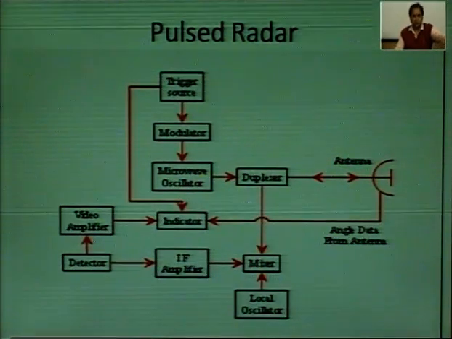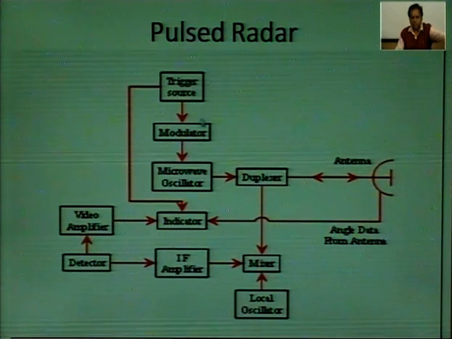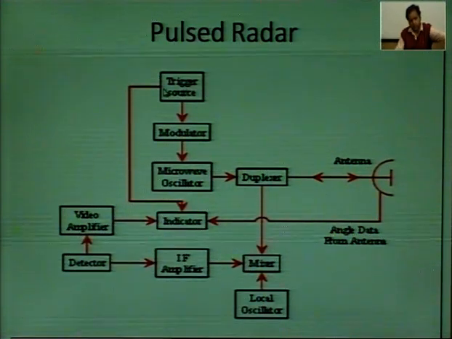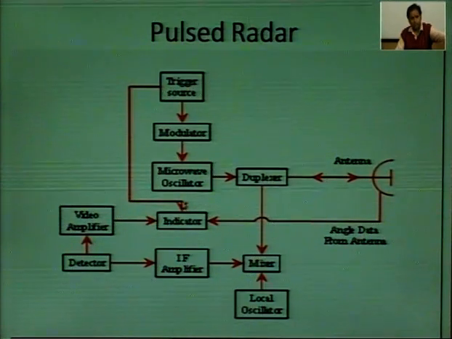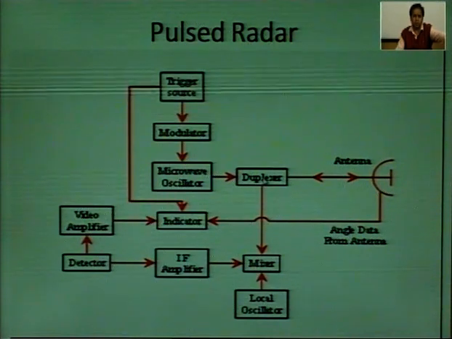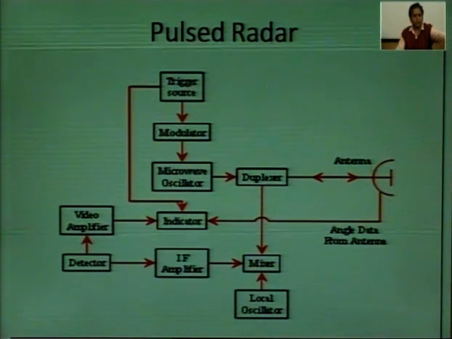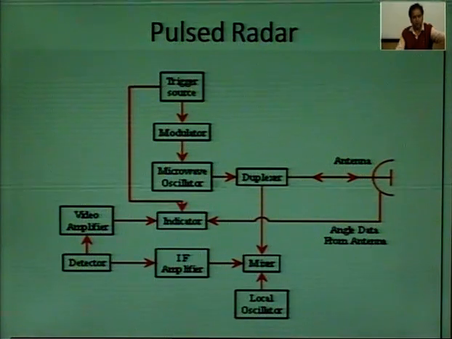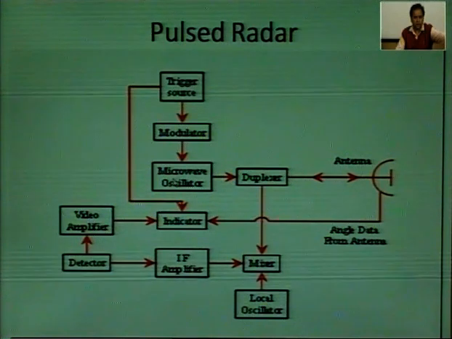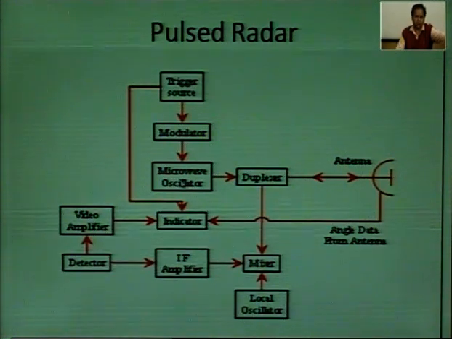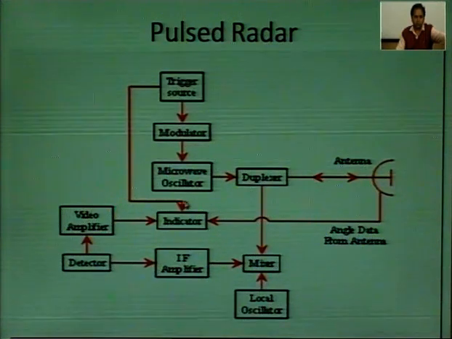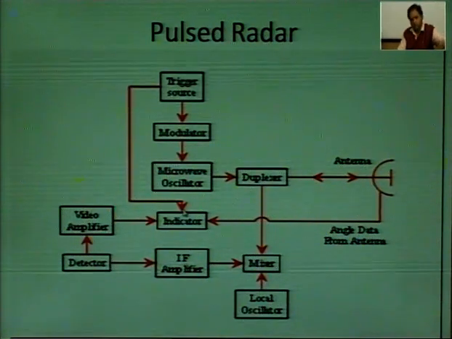Here is the block diagram of a pulse radar. Here are the various blocks which show the various components: trigger source, modulator, microwave oscillator, duplexer and antenna. It shares the antenna through the duplexer. So, this is the transmitter section. Here are the modulator, trigger source and microwave oscillator; microwave is generated from here, fed to the duplexer and transmitted. A reference signal is given to the indicator for the purpose of calculation of range.